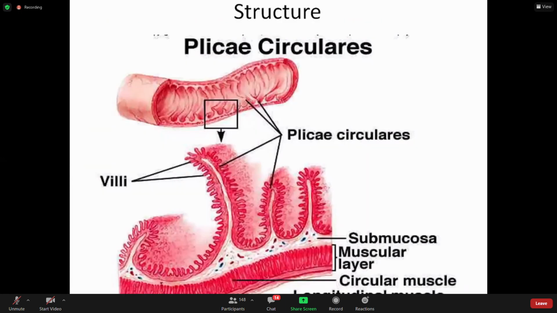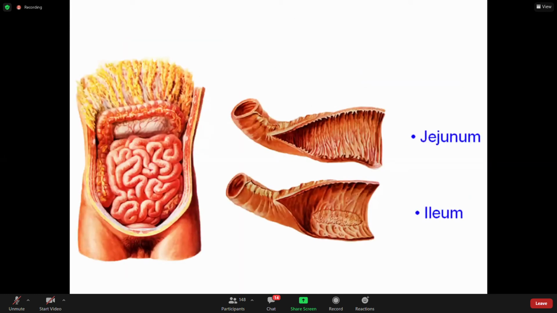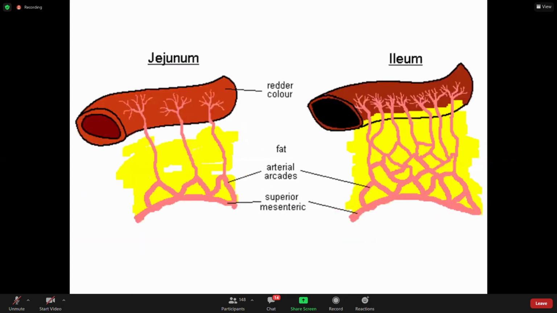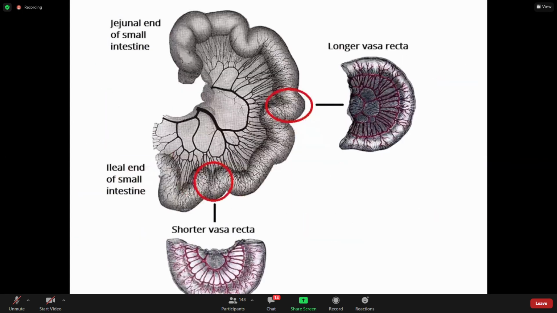And other than that, the difference between the duodenum and ileum, which form the proximal 2/5 and the distal 2/5 part of your small intestine proper, although your duodenum is also part of your small intestine, right? So this is all about today's session.